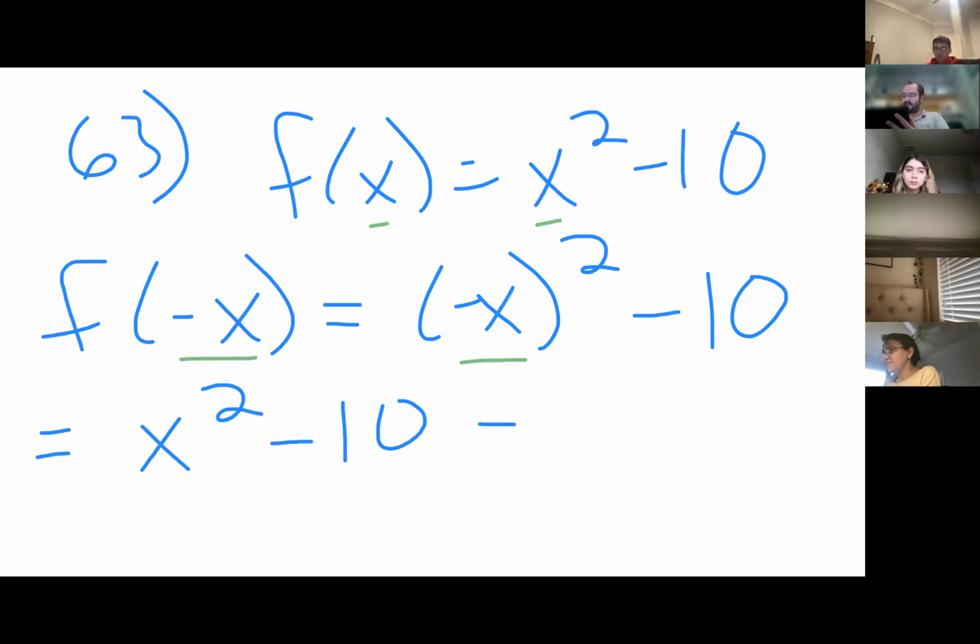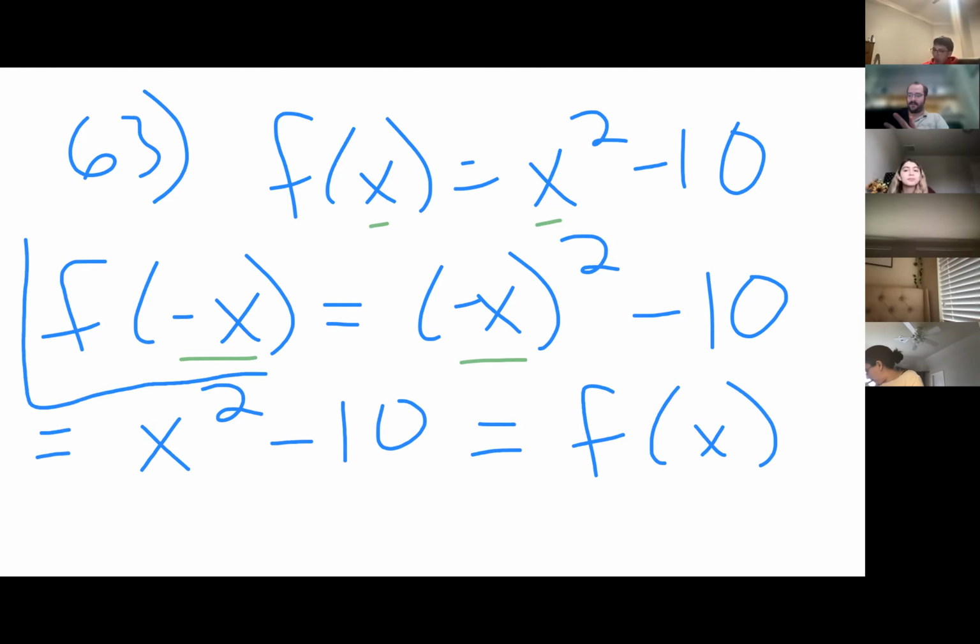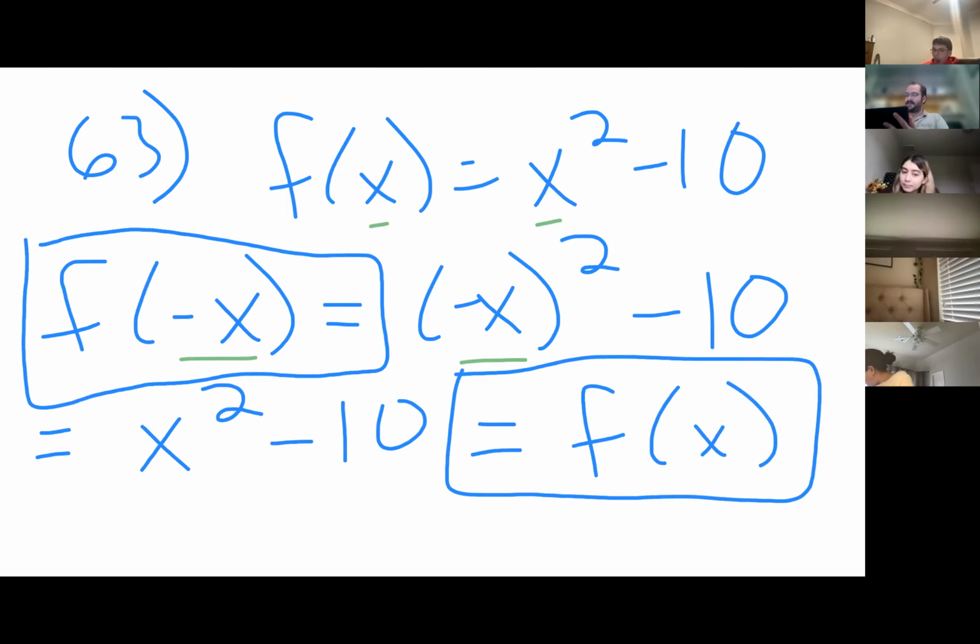So how does this relate to my original function, x squared minus 10? Is that the same as my original function, or is it the opposite? It's the same. It's even. Exactly the same. And so what happened is when I threw in a negative x, I ended up getting my same function. And so what does that tell me? This thing has to be even. That's the definition of even right there.